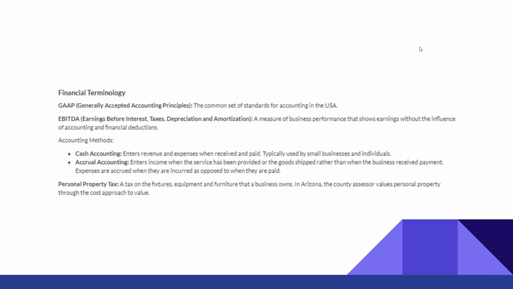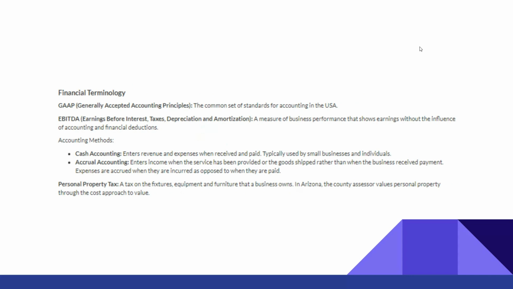Accounting methods. Cash accounting enters revenue and expense when received and paid, typically used by small businesses and individuals. Accrual accounting enters income when the service has been provided or the goods shipped rather than when the business received payment. Expenses are accrued when they are incurred as opposed to when they are paid.